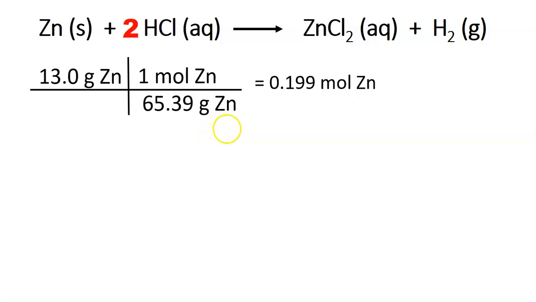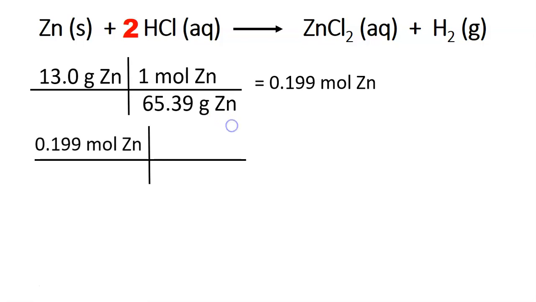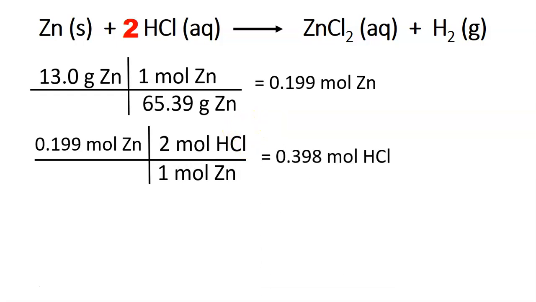In the balanced equation, every 1 mole of zinc needs 2 moles of hydrochloric acid. So if I have 0.199 moles of zinc, then I'll need to multiply that by 2 moles of hydrochloric acid so that the moles of zinc will cancel, and I'll be left with the number of moles of hydrochloric acid of 0.398 moles. That is how many moles we need from a 12 moles per liter solution.